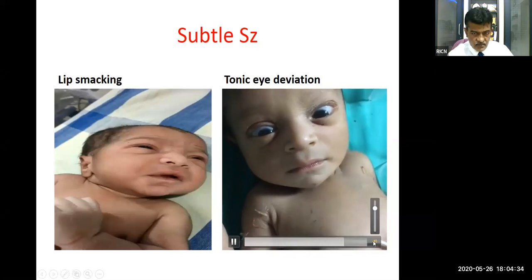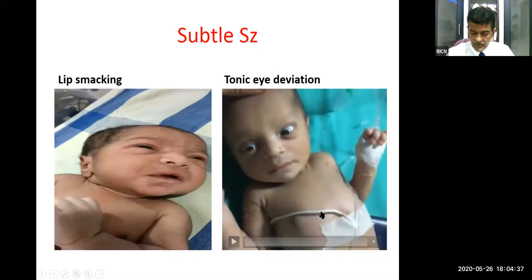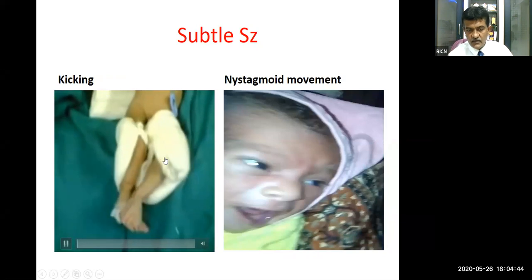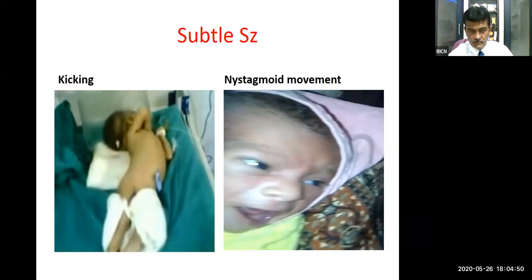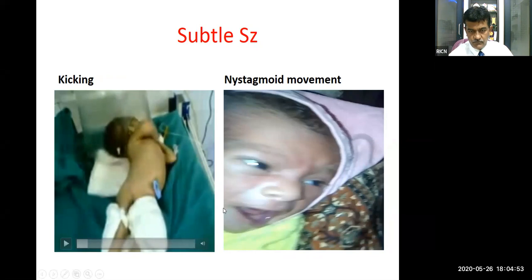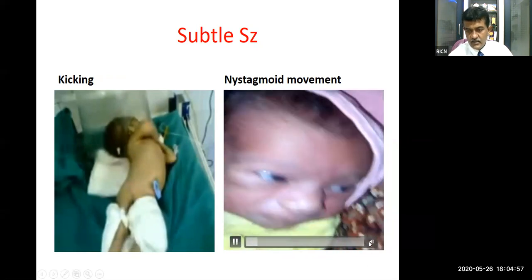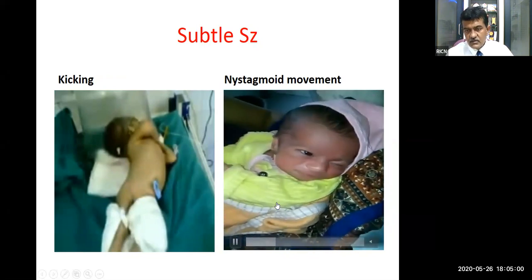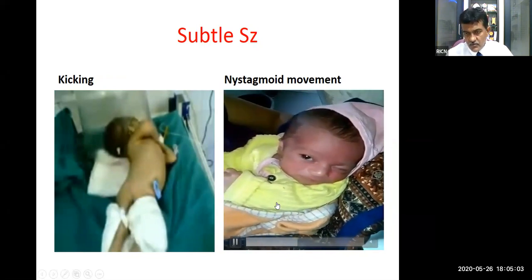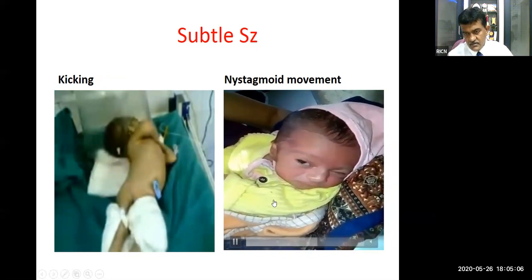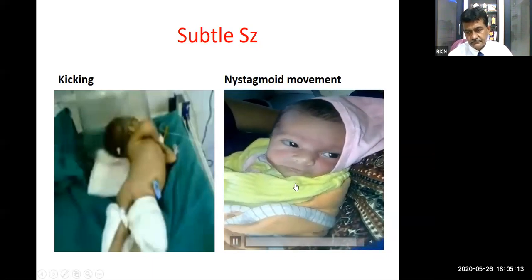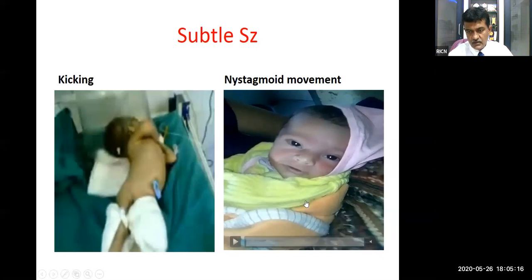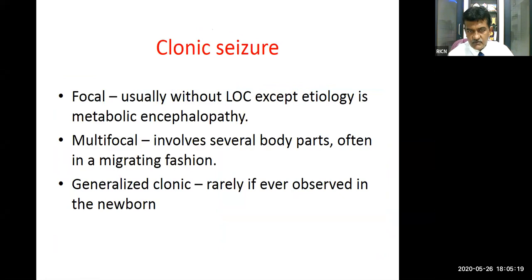Sometimes they can have changes in the pulse rate, changes in the pupillary size. So autonomic changes can be there. This is a video of kicking. Again, subtle seizure. There is mixed seizure here, but it is predominantly nystagmoid movement. Now it is visible in both the eyes. Sometimes you need to be very observant.